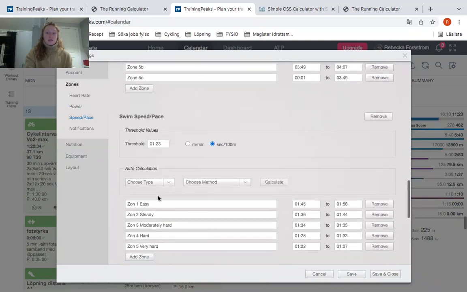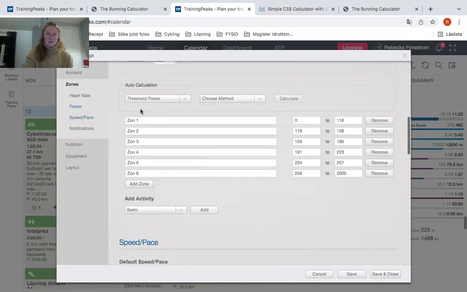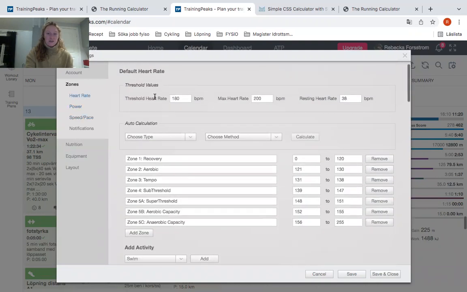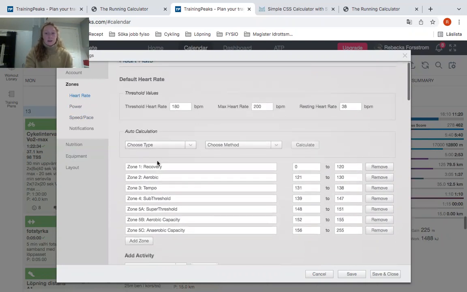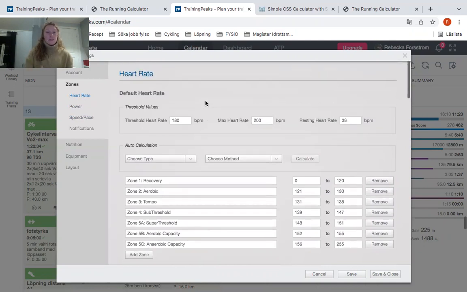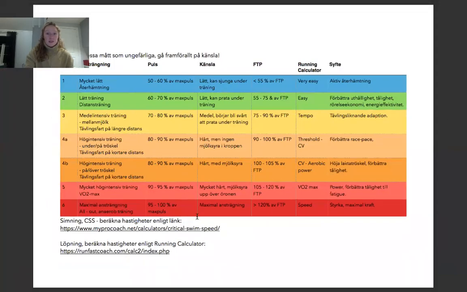Training Peaks uses a bit different zones here, depending on which sport it's calculating for, or if it's calculating for heart rate. And these zones, you can see some are the same as we are using, some are different, and you can choose the method for how to calculate the different zones. There are many different types, but I've chosen to work with this zone that you get out here. So we will work based on these ones.